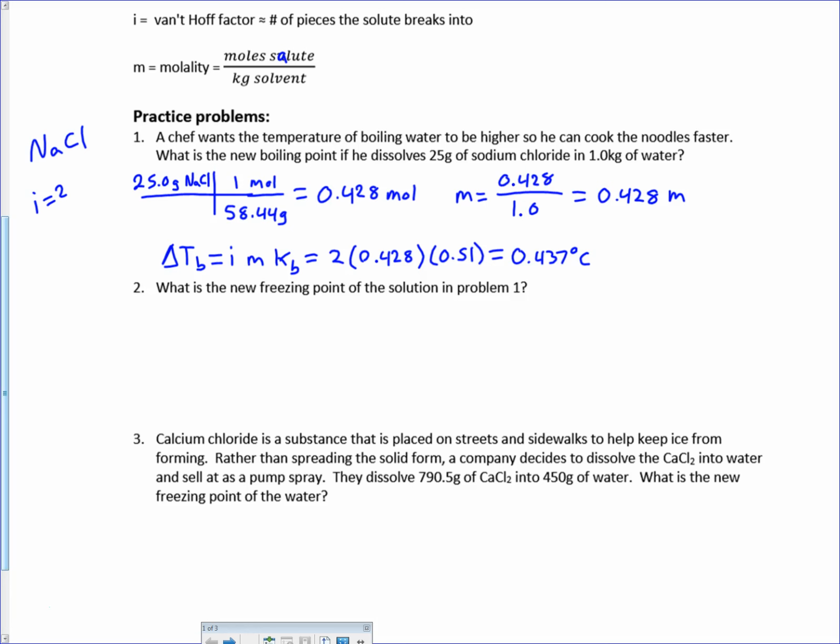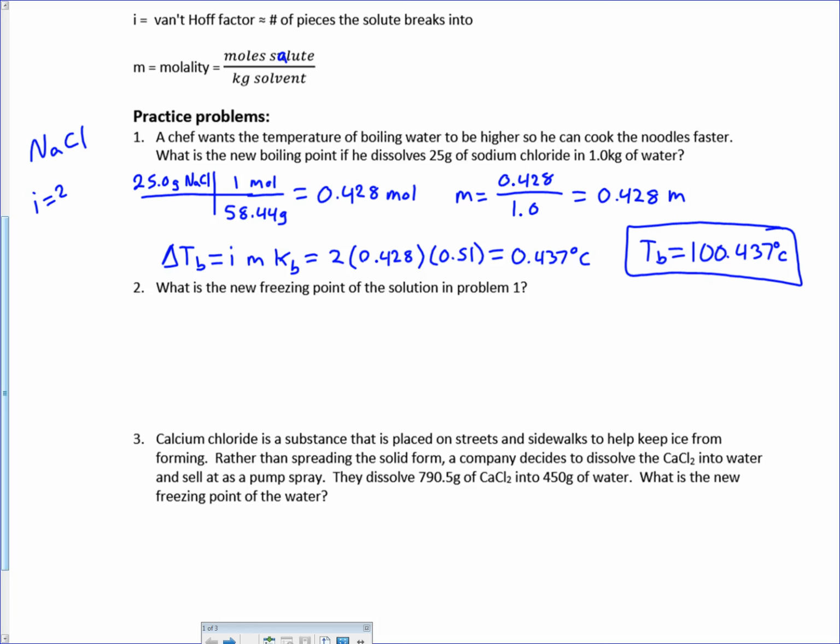The normal boiling point for water is 100, and so if it's going up, it's elevated, it's boiling point elevation. Then we're elevating it by 0.437 degrees Celsius, which means our new boiling temperature is going to be 100.437. So we're just adding it to 100 because the normal boiling point is 100, and we're going up by 0.437. And we should have degrees Celsius here.